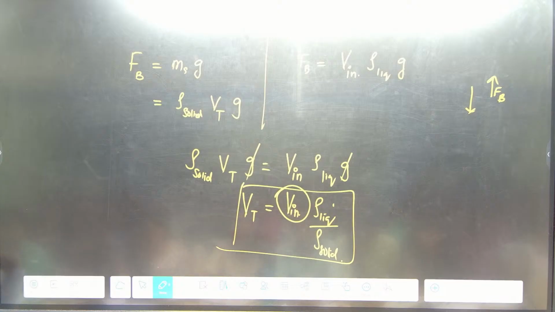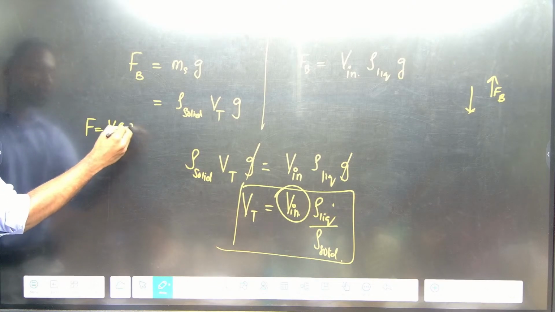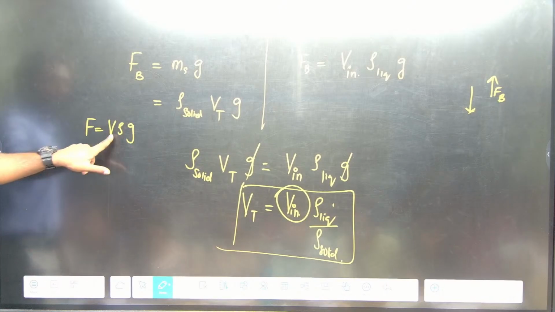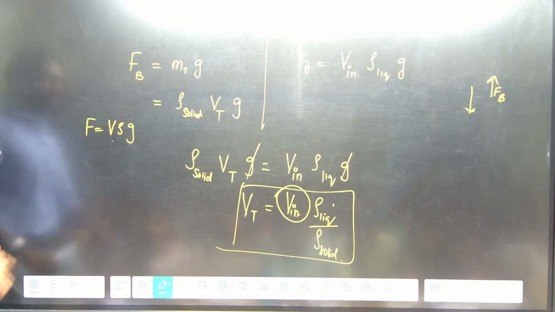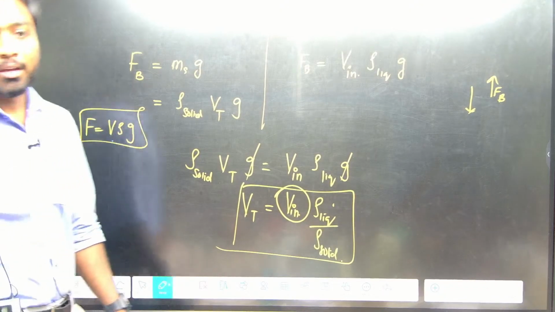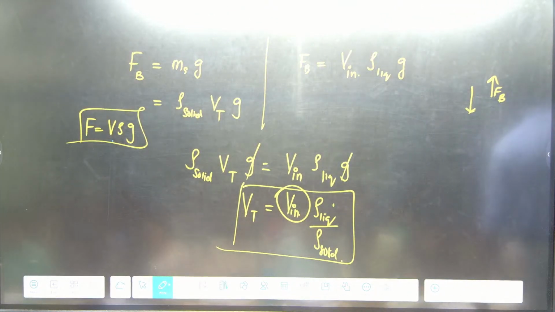So if they ask what is the formula for the buoyancy force, V rho g, that is it. F is equal to V rho g. In terms of mass, no, like we are taking density and volume. So F is equal to V rho g will be the formula for the buoyancy force.